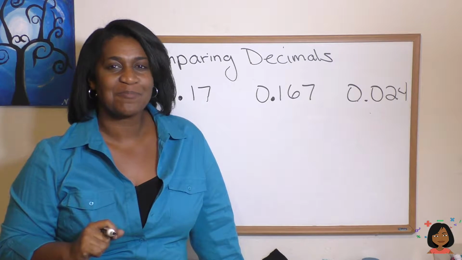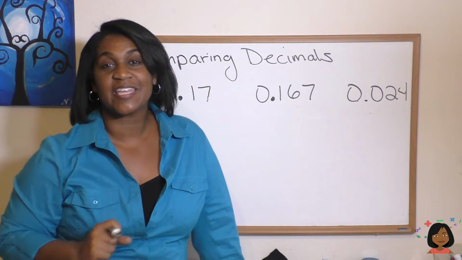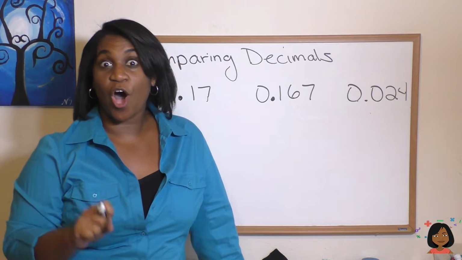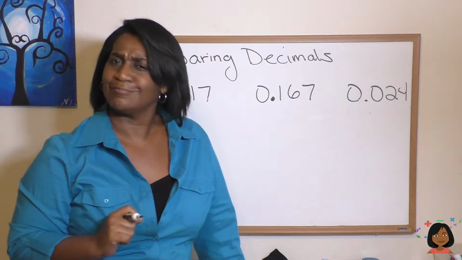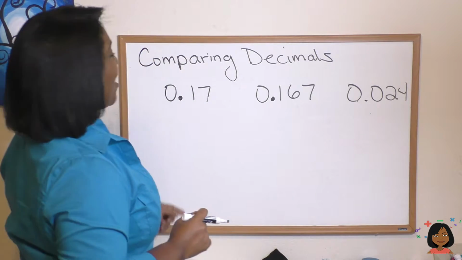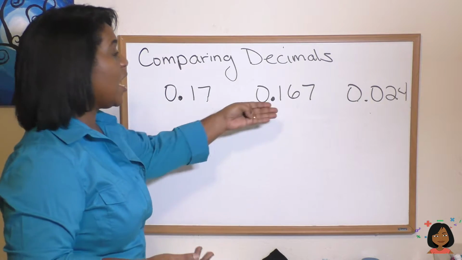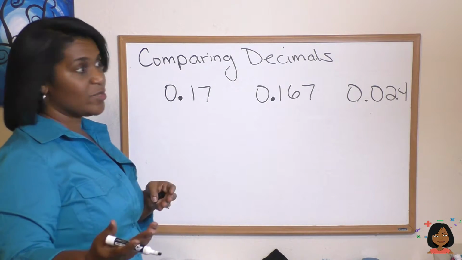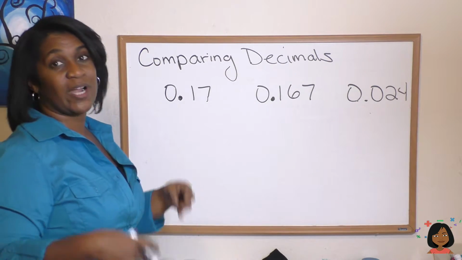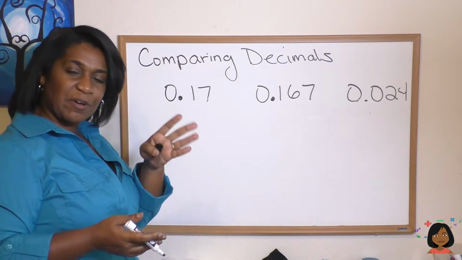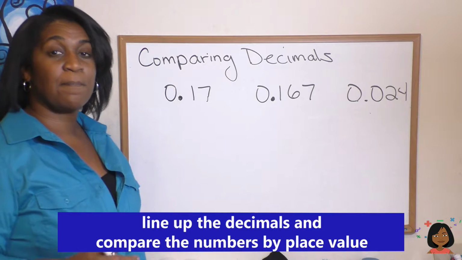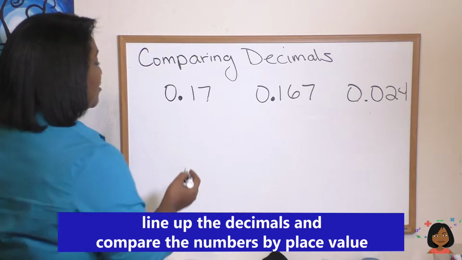What's that all about? Well, I'm going to tell you right now, here's the key to comparing decimals. It's all about the place value. What do I mean by that? Well, you can see here we have three decimals, 17 hundredths, 167 thousandths, and 24 thousandths. So what I'm going to recommend is that you line them up by place value. So line up your decimals.